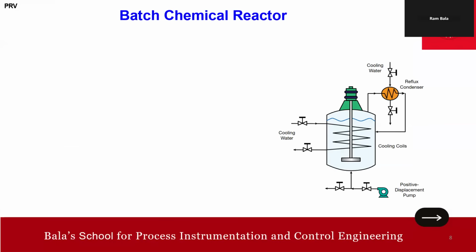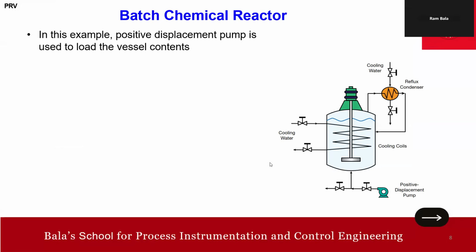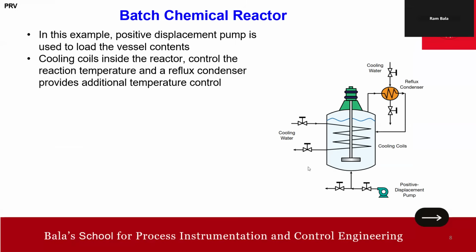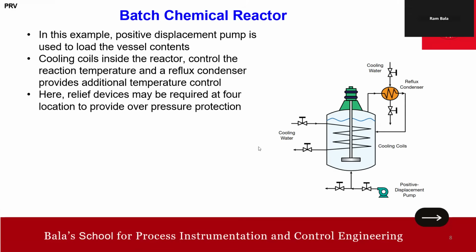Okay. Now, I'm going to explain with the help of an example, just for a better understanding. So this is the case. You can see the positive displacement pump is used to load the vessel contents. Right, friends? The cooling coil inside the reactor controls the reaction temperature, and the reflux condenser provides additional temperature control. Yes. So here relief devices may be required at 4 locations to provide overpressure protection.